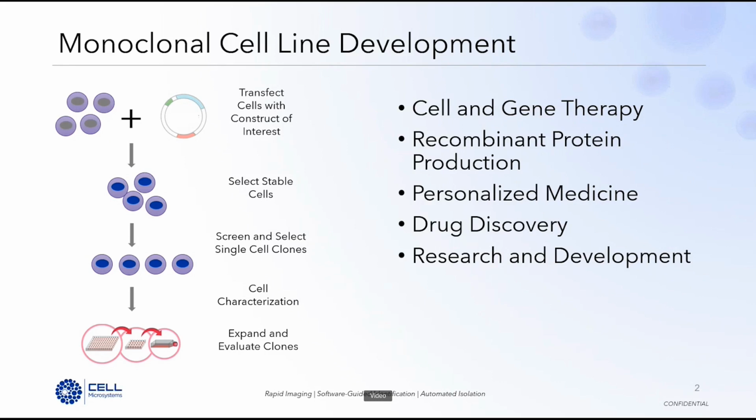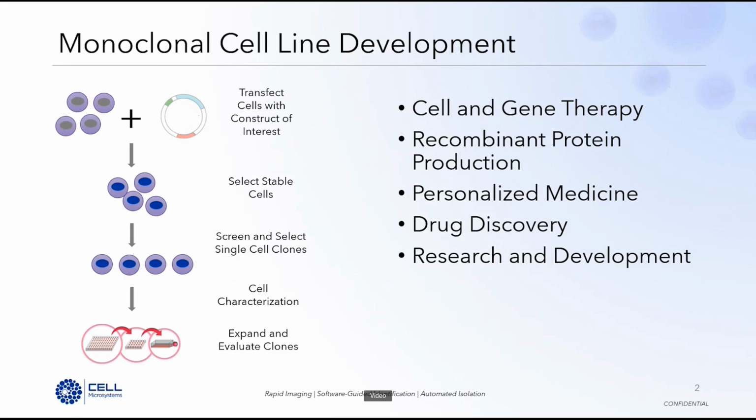The entire workflow starts typically from this first step here, where you have a heterogeneous bulk population of cells that you've transfected with some kind of construct of interest, whether it's a knockout or a knock-in. And then you have to select for cells that stably express your gene of interest using a drug selection marker or a fluorochrome or a phenotypic expression marker. And then you have to screen and select single cell clones from that bulk population in order to make your monoclonal population.